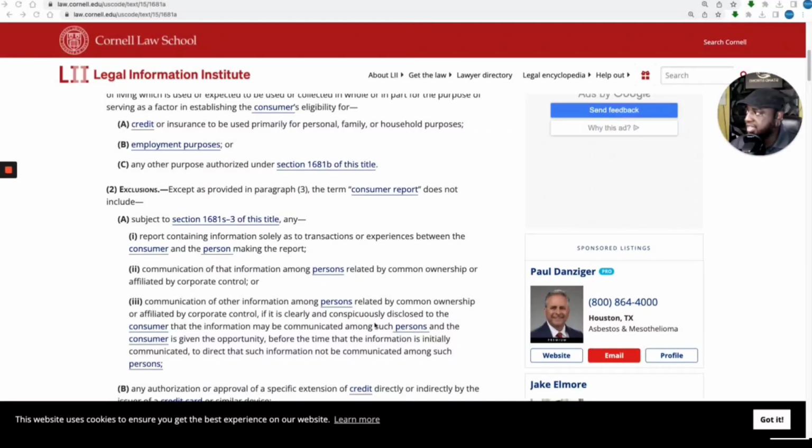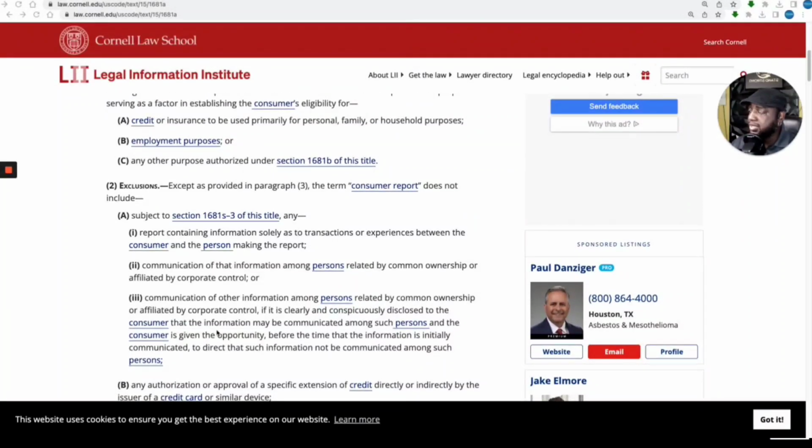If it is clearly and conspicuously disclosed to the consumer that the information may be communicated among such persons, and that the consumer is given the opportunity, see, keyword is opportunity, before the time that the information is initially communicated, to direct that such information not be communicated among such persons. So they're supposed to let us know before they even put the information out that they're going to put the information out, so we can stop them from putting the information out. See what we don't know when we don't read?